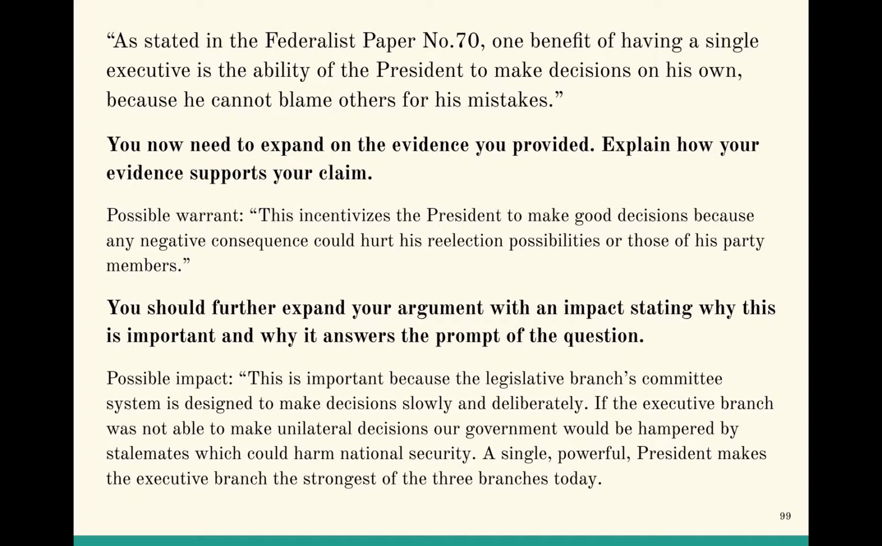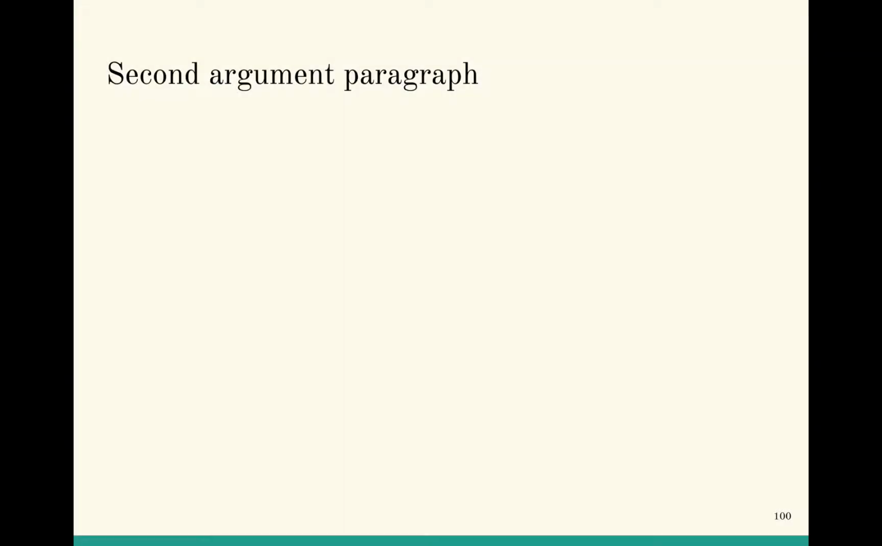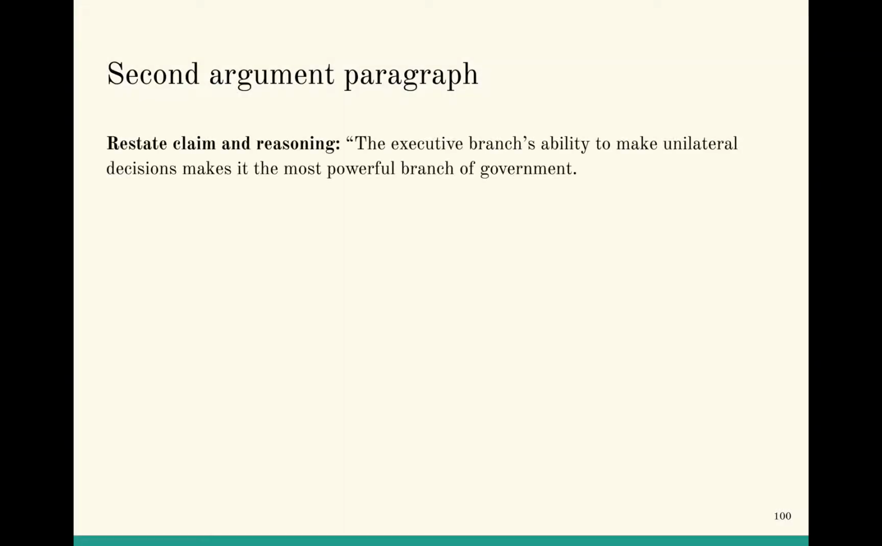So I've tied in why I think the evidence in Federalist 70 makes the executive branch the strongest. I've also stated why that's important, in this case to democracy or the setup of our Constitution. So in my second argument paragraph, I have to restate my same claim and reasoning because I am just providing a second argument and warrant. So here is a way to restate that in a slightly different way. The executive branch's ability to make unilateral decisions makes it the most powerful branch of government.